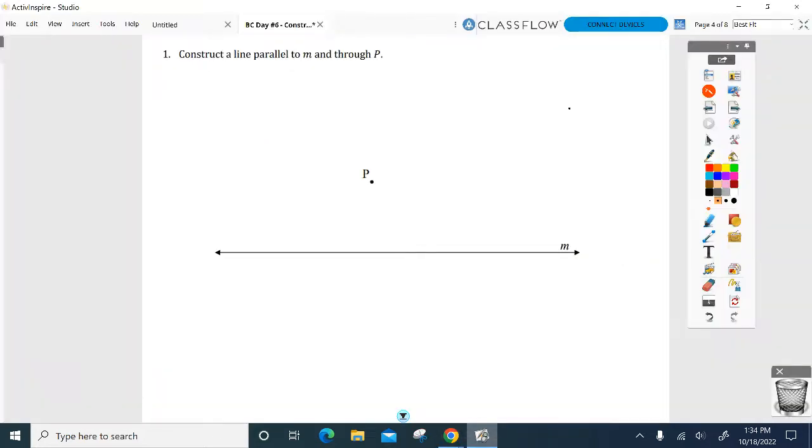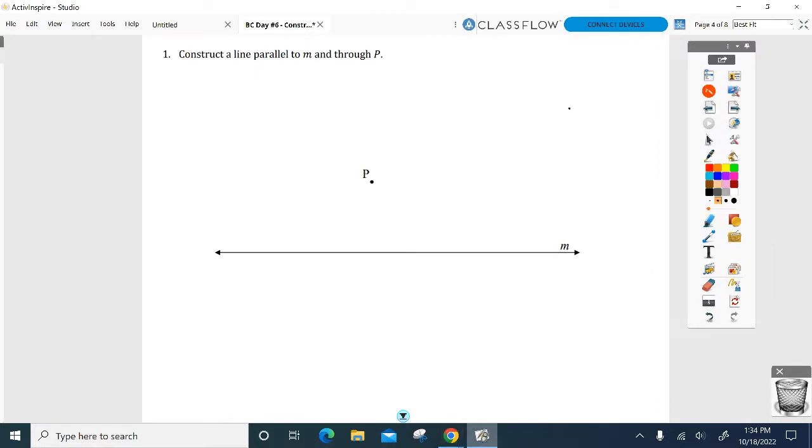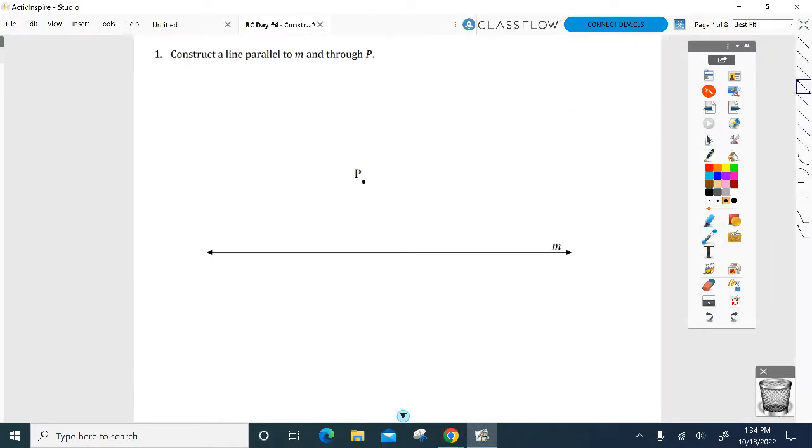All right, how am I going to do this one? First step, we grab our straight edge. Through point P and line M, you are going to draw yourself a transversal through both. We don't need the compass for this. Grab your straight edge and draw a transversal. I don't care at what angle. It does not matter to me. Through P, going through M.